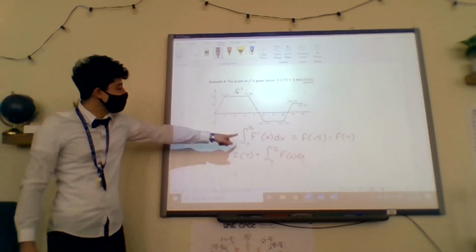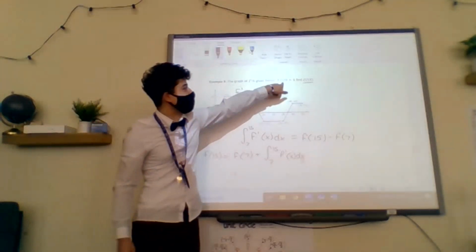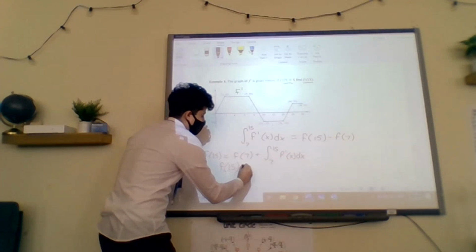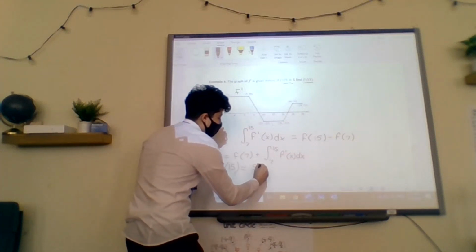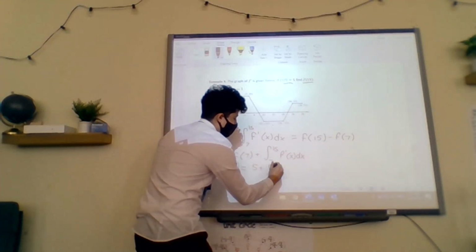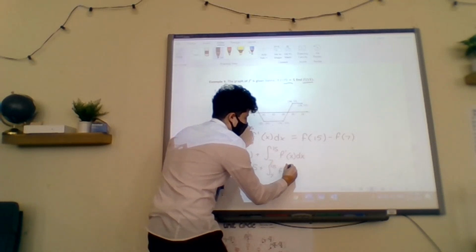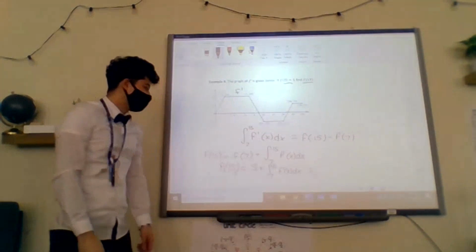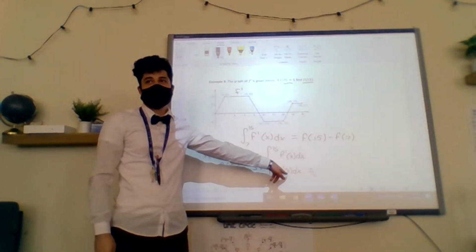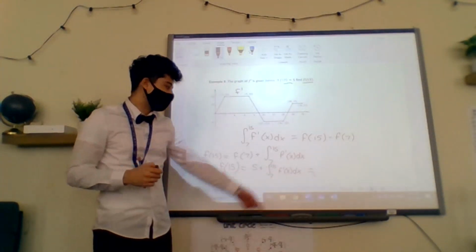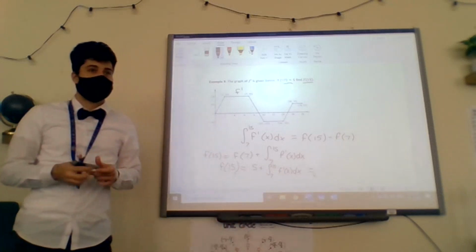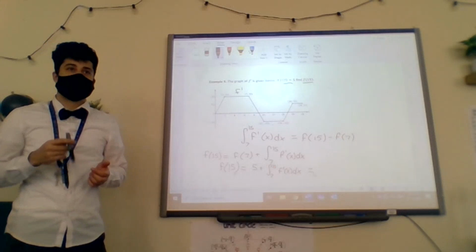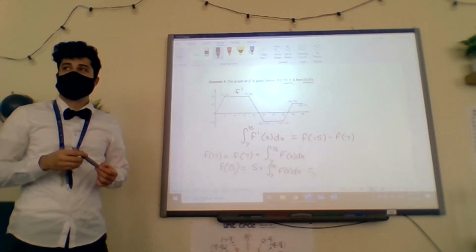Okay, so I want f of 15. I know that f of 7 is 5, according to this. So f of 15 would be equal to 5 plus this integral. But that still leaves this integral. How am I going to do this? How am I going to find out what number that is? You guys know it.